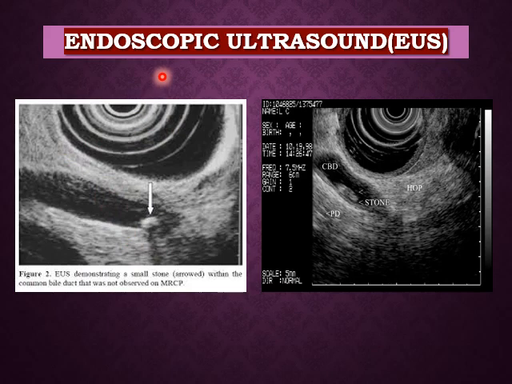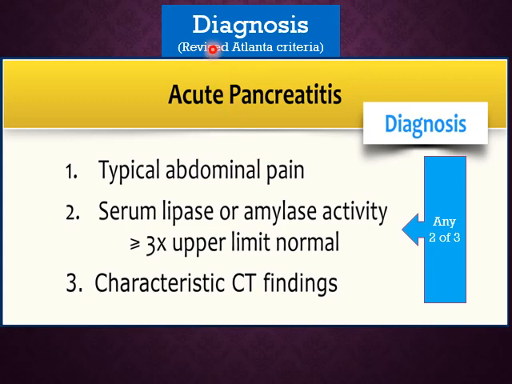This is an EUS, endoscopic ultrasound, which clearly shows a stone in the lower end of the CBD or ampulla of Vater, which is clearly causing obstruction of the pancreatic duct. Another one, stone in the CBD. So in summary, the diagnosis of acute pancreatitis is based on typical abdominal pain, serum lipase or amylase activity more than 3 times the upper limit of normal, and thirdly, the characteristic CT findings.